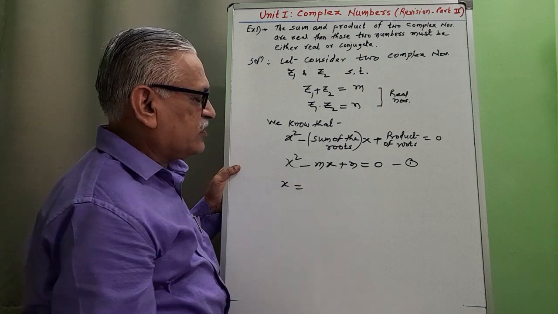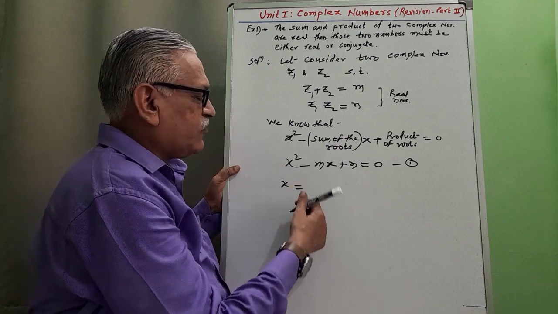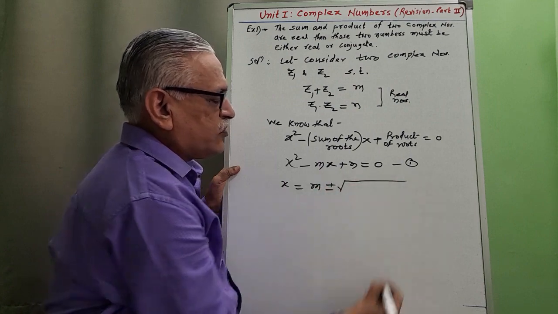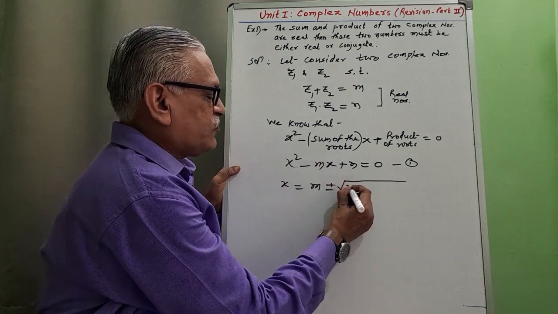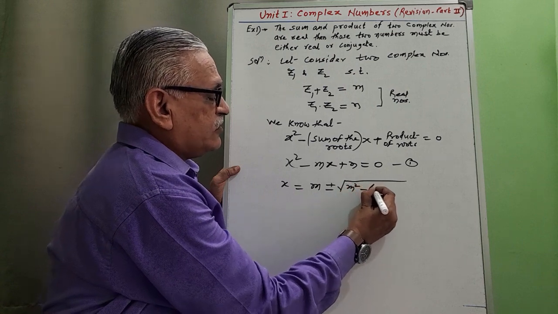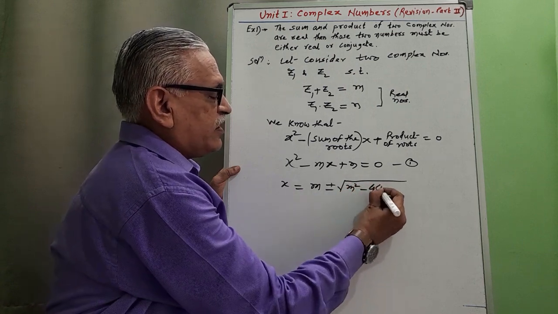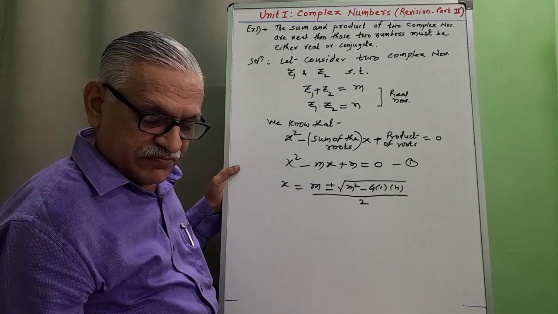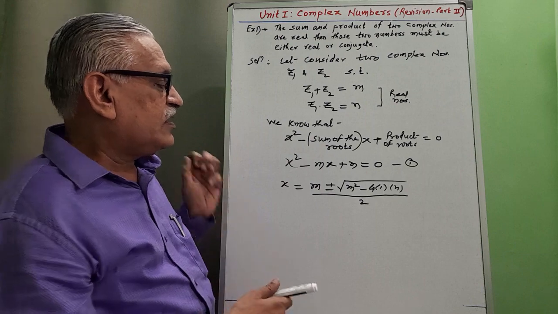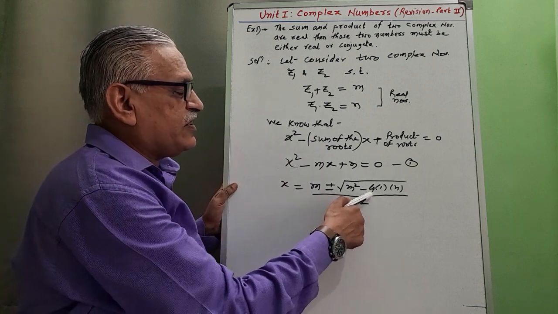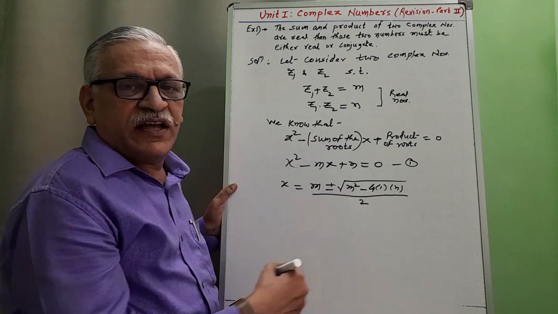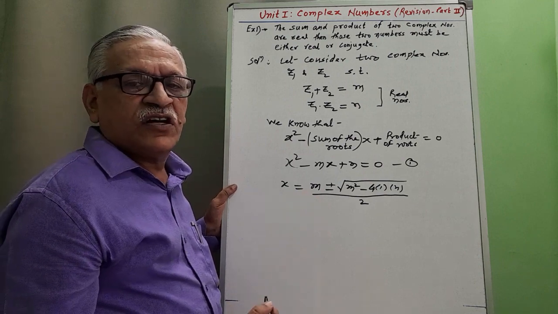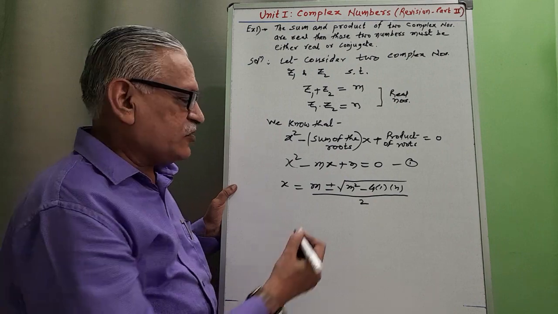We have x is equal to minus b, and minus of minus gives plus m, plus minus root of b square, that is m square, minus 4ac, where a is 1 and c is n, divided by 2. This term, square root of m square minus 4n, is called the discriminant, and depending upon the value of the discriminant we have either real roots or imaginary roots.